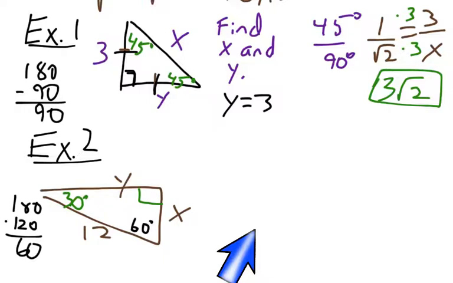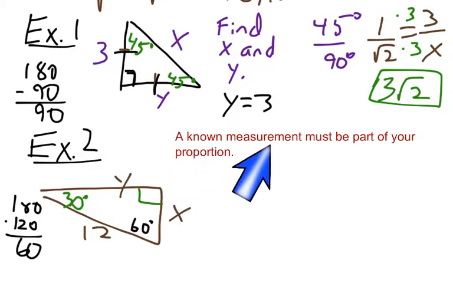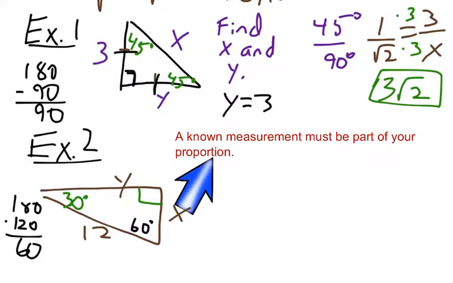Alright, so I want to find x and y, so I'm going to set up a proportion, and I get to pick which one I want to do first, but this is crucial here. A known measurement must be part of your proportion. You can't just go randomly selecting sides, like I can't choose x and y as part of my proportion. I need to have one known value, for instance the 12. So what does the 12 go with? Look at the angle opposite: 90. So I have to use 90 for part of my proportion.